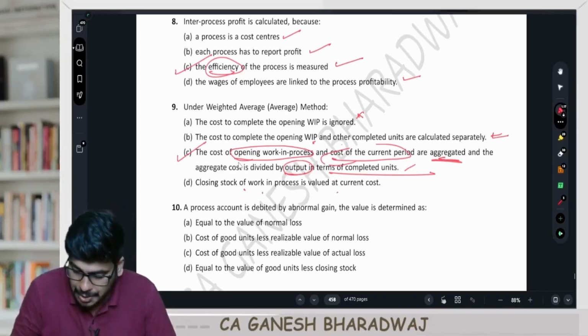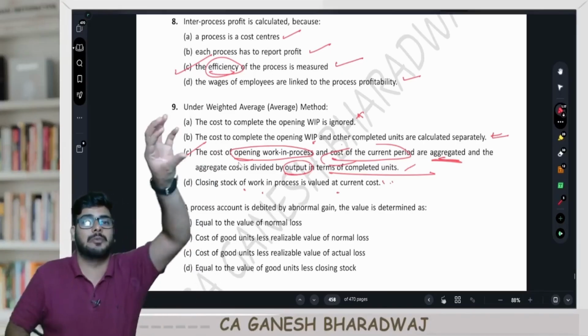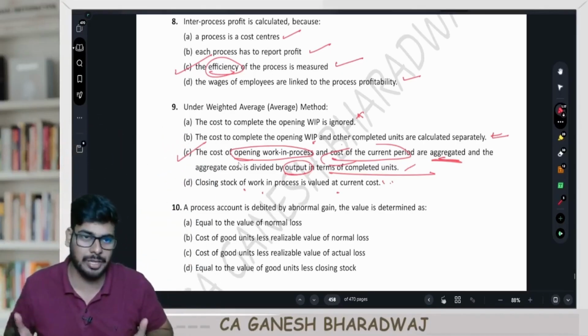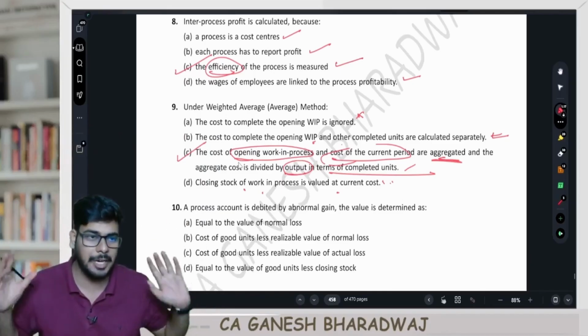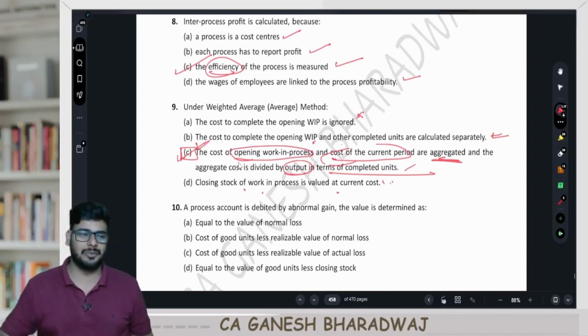Closing stock of WIP is valued at current cost. This is also done only in the FIFO method. Why? Because the opening WIP will fully enter into my units completed and transferred. So obviously my closing stock will only be valued at full current period cost. This is the only thing that is applicable for weighted average. Guys, clear with this?